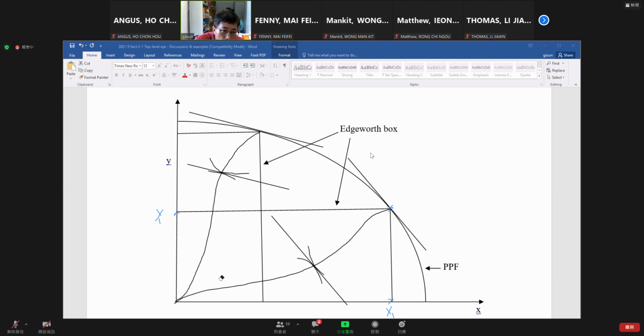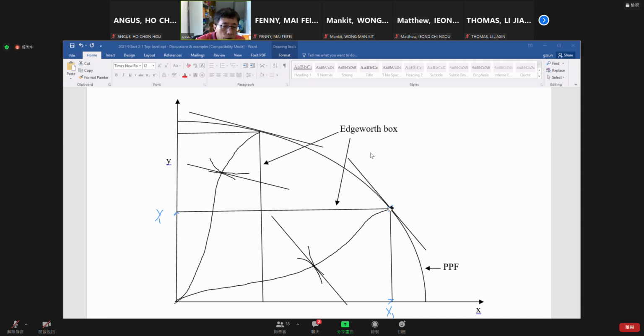So this is the Edgeworth box. When we discuss exchange optimal, we are basically focused on this box. Forget about this one and PPF, just focus on this box. This is the exchange story. If we are producing X1 of X and Y1 of Y, then we consider how to divide X1 between Alice and Bob. This is Alice, this is Bob.